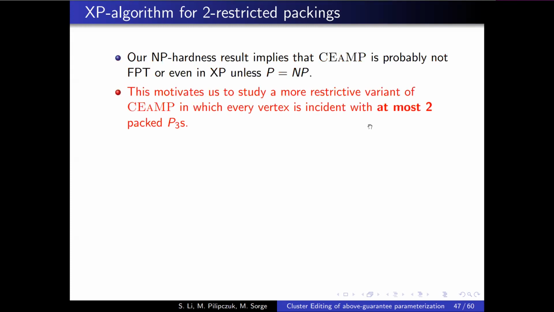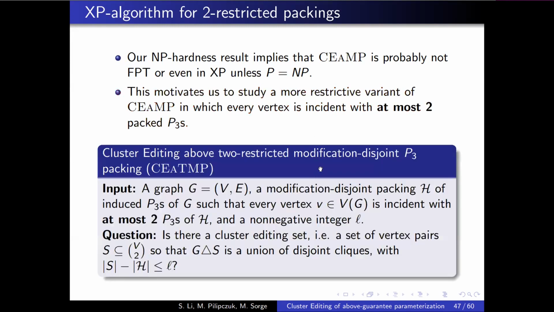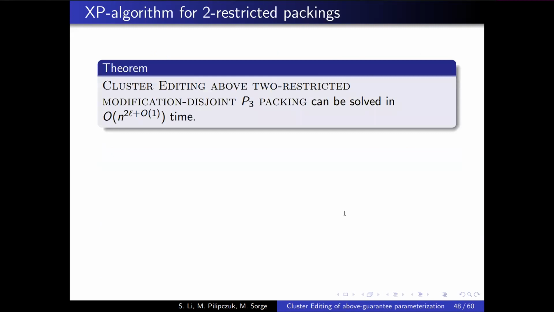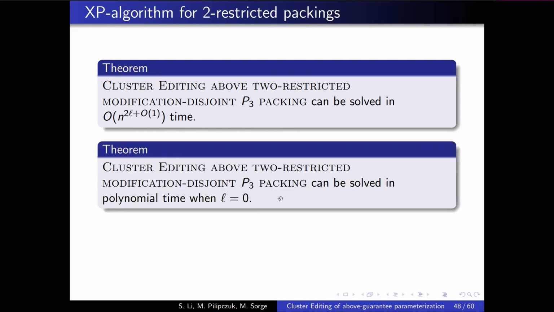This motivates us to study a more restricted variant of CAMP, in which every vertex is incident with at most 2 packed P3s. Here is the formal definition of CATMP. We want to mention that this definition is very similar to the definition of CAMP, except that every vertex V is incident with at most 2 packed P3s. This is the main theorem in this part. Cluster editing above 2 restricted modification-disjoint P3 packing can be solved in polynomial time. We will use this theorem as the main tool.